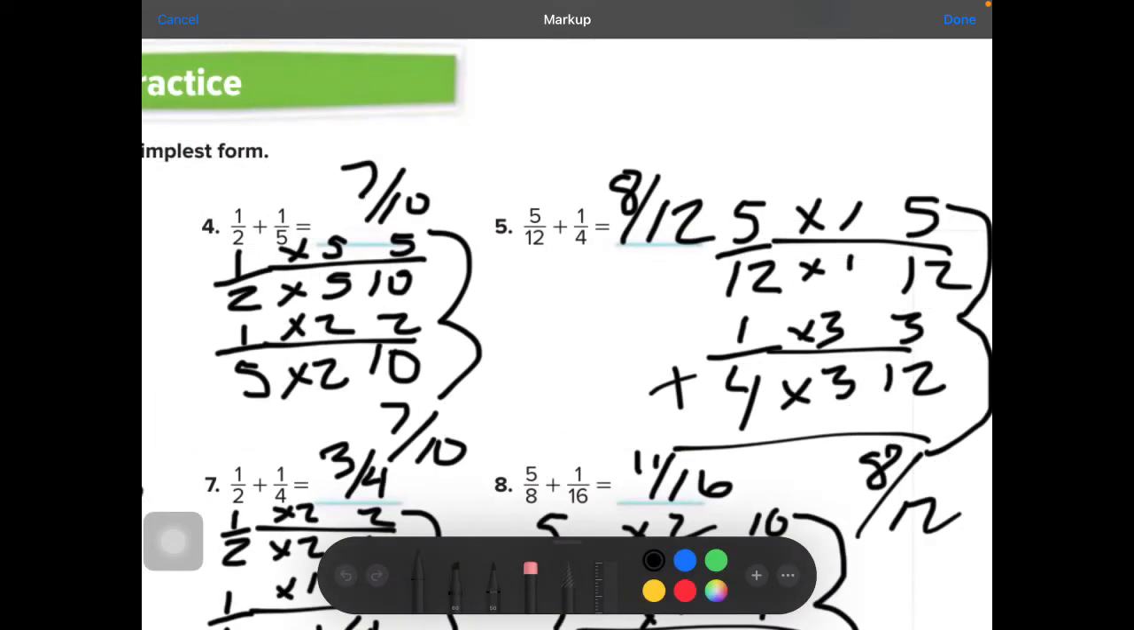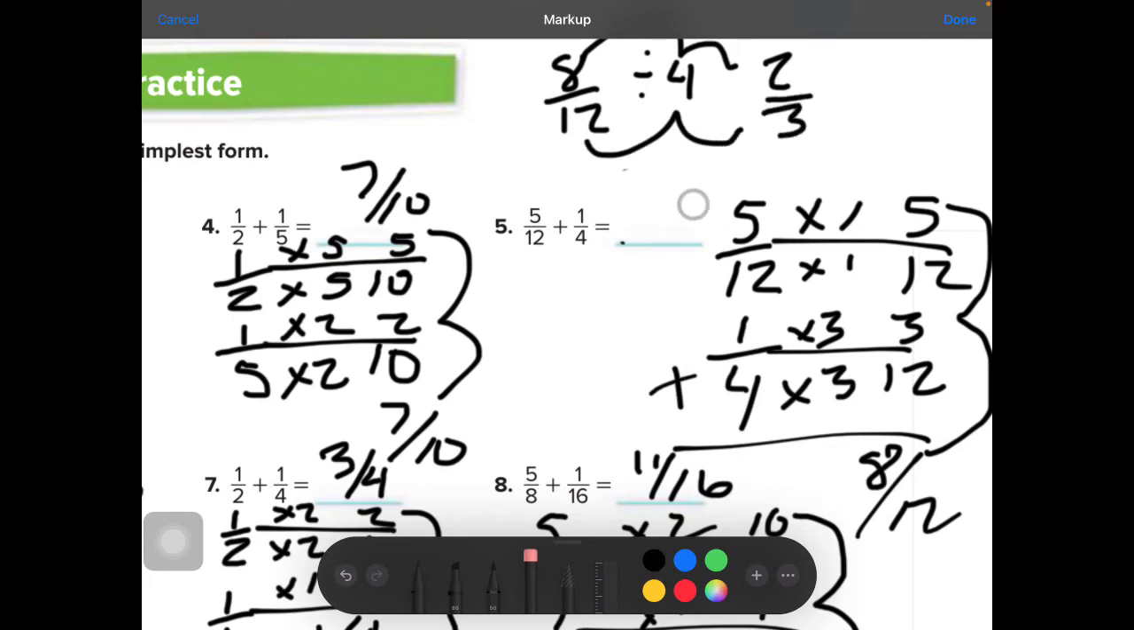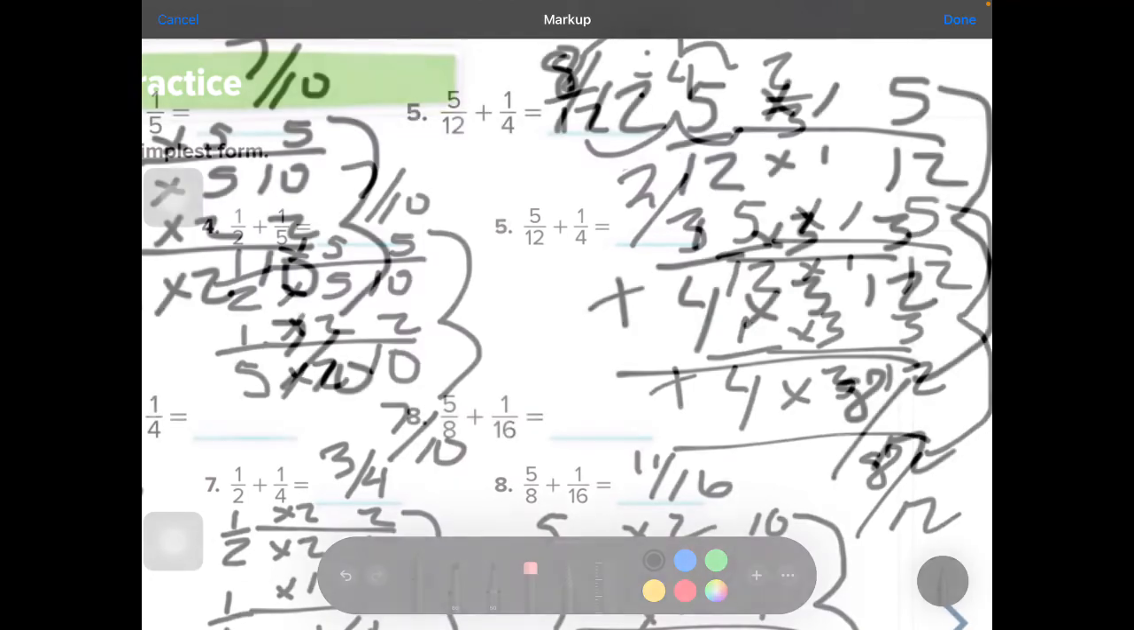Okay, on number 5, we need to make sure we simplify. 8/12 is what I wrote down, but you can divide both of those by 4. So 8 divided by 4 is going to be 2, and 12 divided by 4 is going to be 3. So our final answer is going to be 2/3, because that's our final simplified answer.